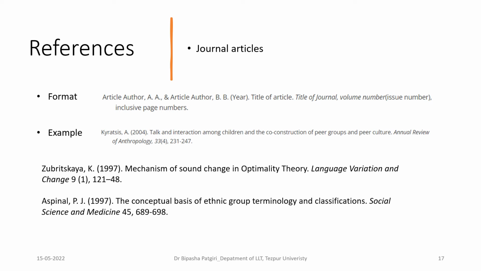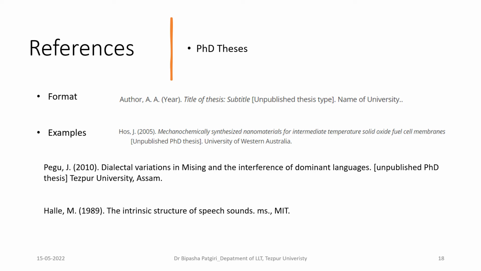So this particular entry doesn't have an issue number, but for journal articles, book chapters, etc., page number is very, very important. Alright, next. A PhD thesis is something which you must be reading while you are compiling your dissertation or any other academic work, and you can see how they are written. In this case, I have written about the dialectal variation in Missing, which is an unpublished PhD thesis in Tezpur University, Assam. That has to appear within your reference entry.